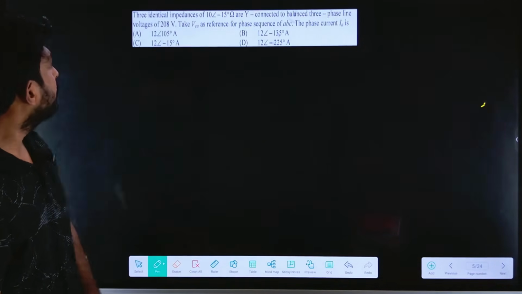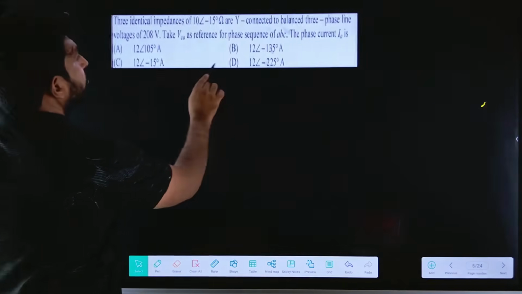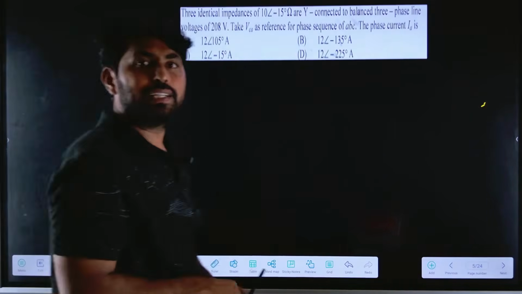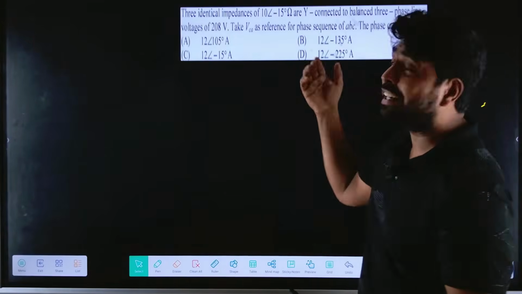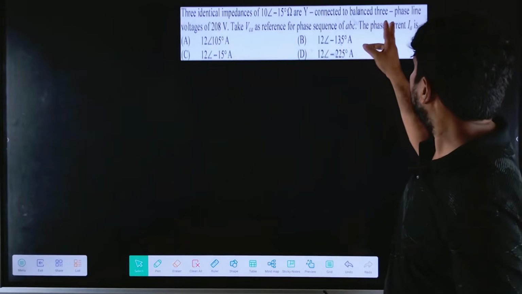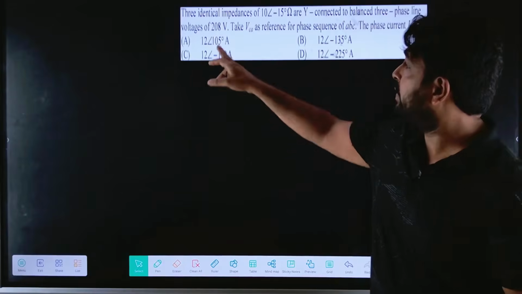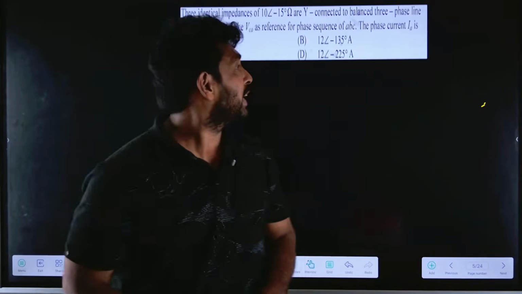So what is this question? Three identical impedances are there, that is 10 at an angle minus 15 degrees. They are connected in the star. Now we have the three-phase line voltage given, which is 208 volts.